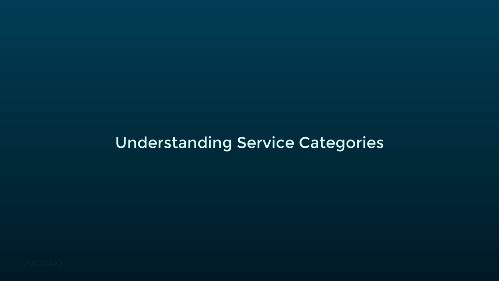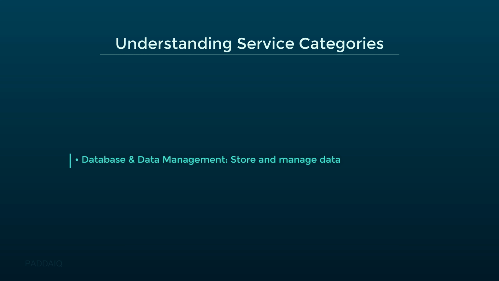Understanding service categories in SAP Business Technology Platform. Database and data management, store and manage data. This means SAP BTP provides services to safely keep your business information organized and accessible. For example, a retail company uses it to maintain product inventory records. Proper data handling ensures your applications run smoothly and decisions are based on accurate information.